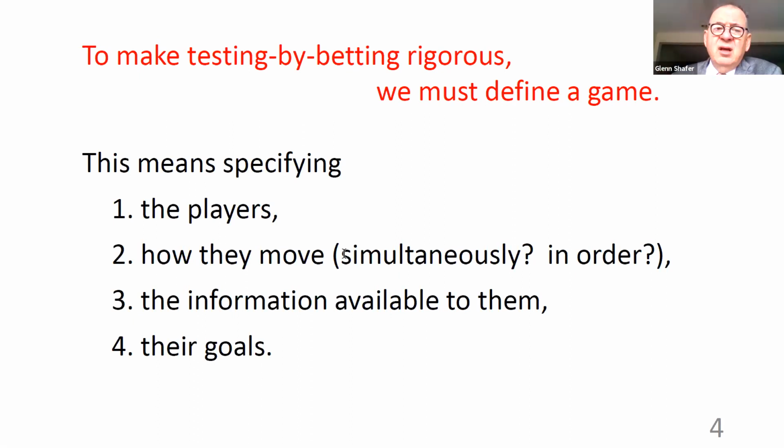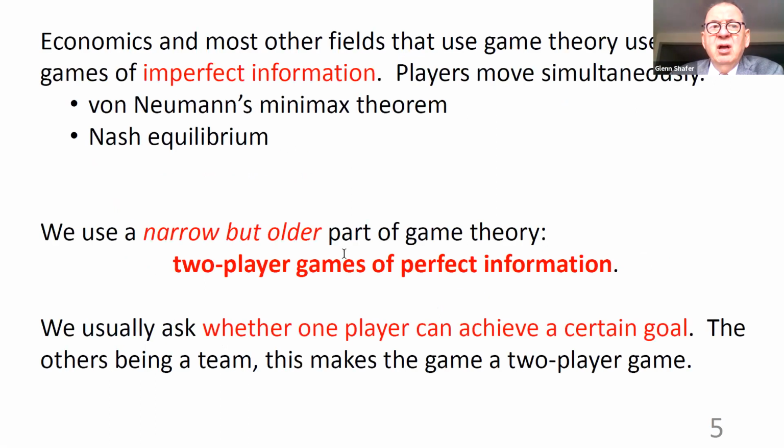Who are the players in this game? How do they move? What are the rules for whether they move simultaneously or one after the other? What information do the players have, and what are the players trying to achieve, what are their goals? Those are the elements of a game, according to game theory. So let's see what they are.